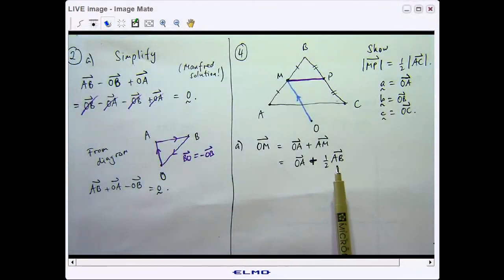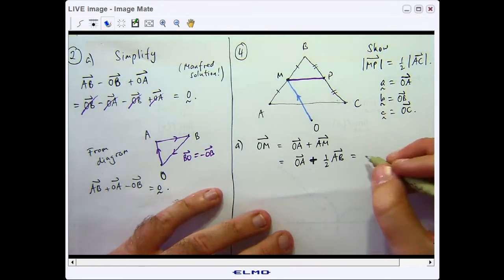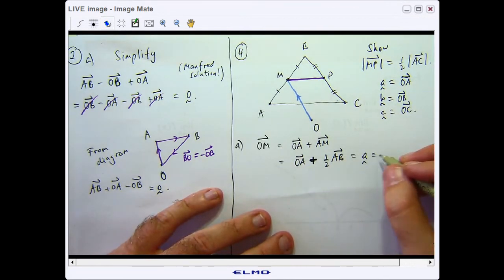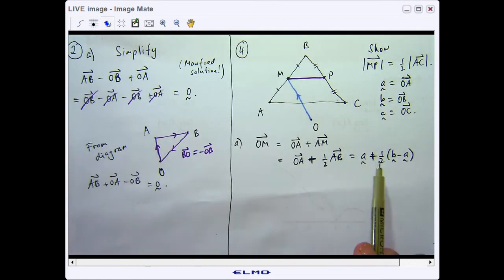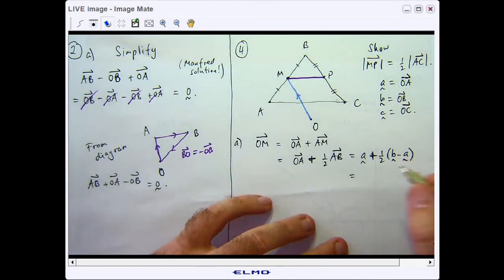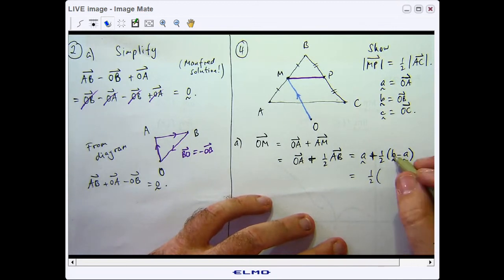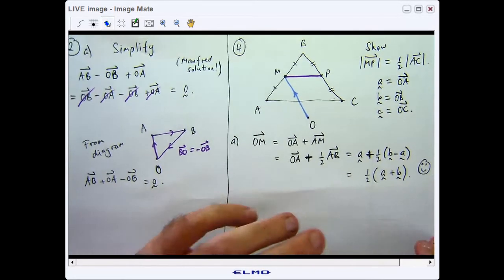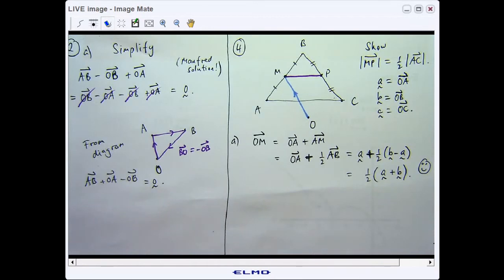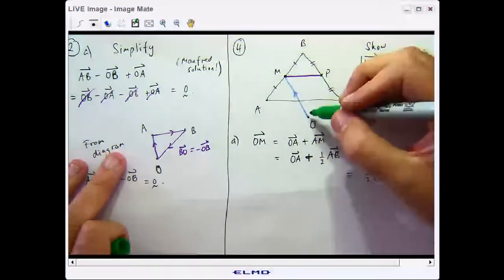Now what is AB? AB is the position vector of B minus the position vector of A. So let's switch this over now. OA is little a plus 1/2 of (b minus a). Let's do the algebra and simplify this. It's going to be 1/2 (a plus b), right? Ta-da! We did it.